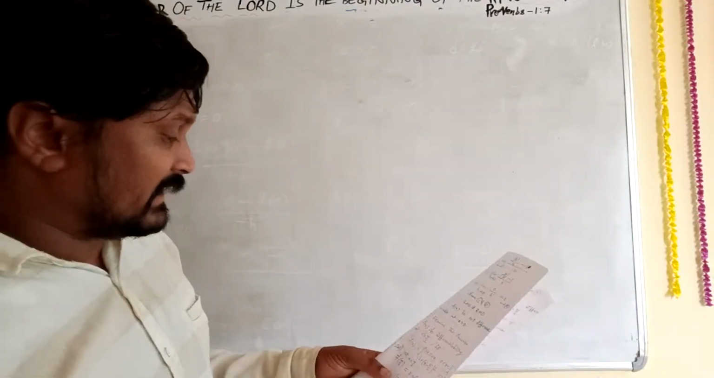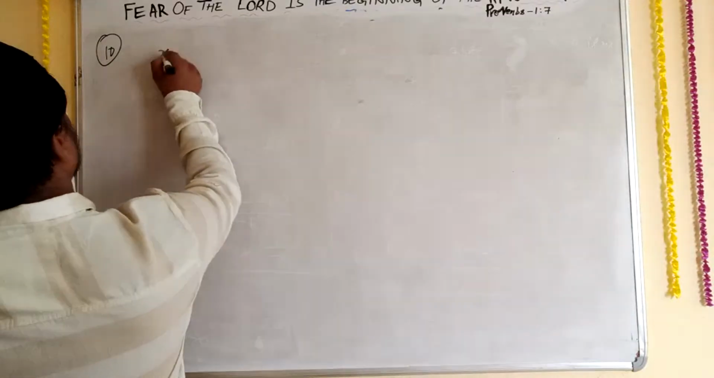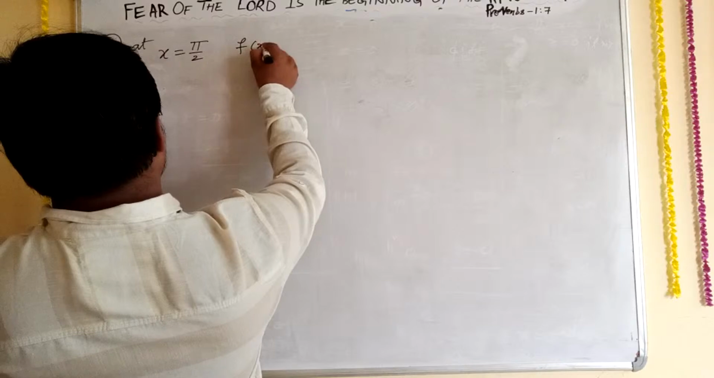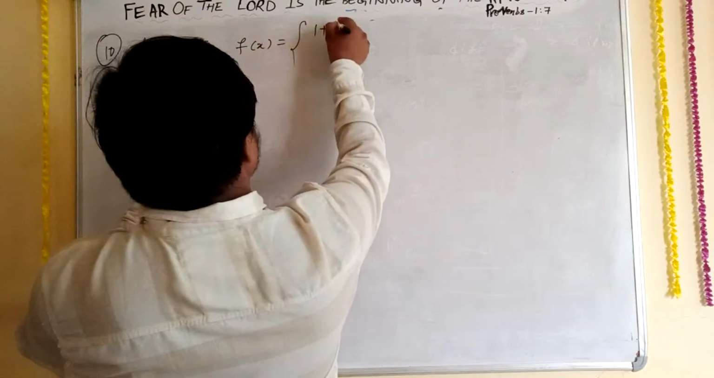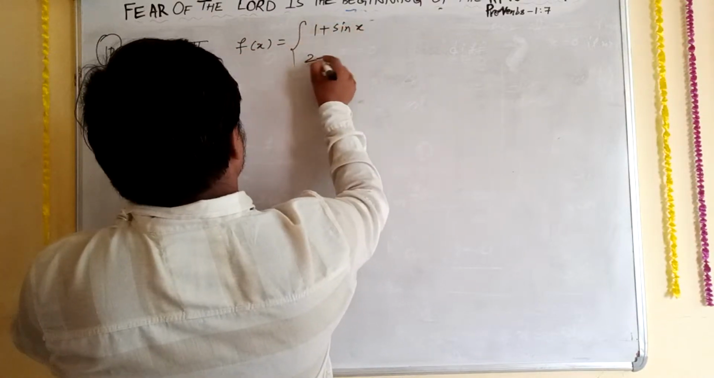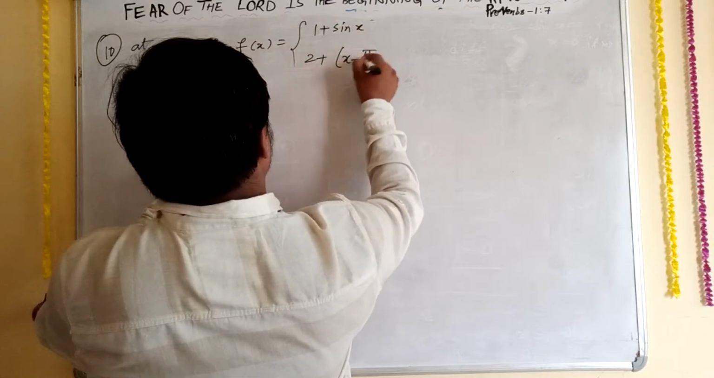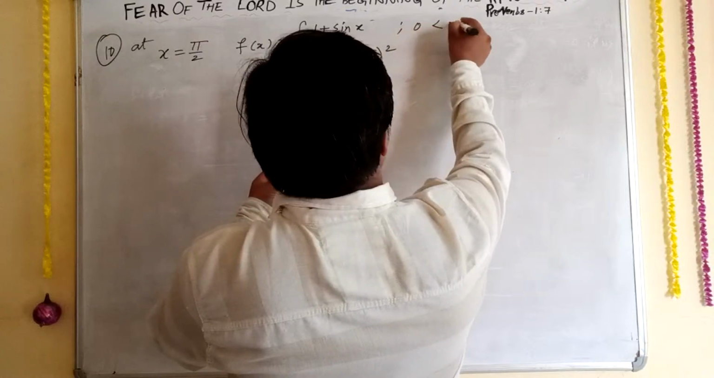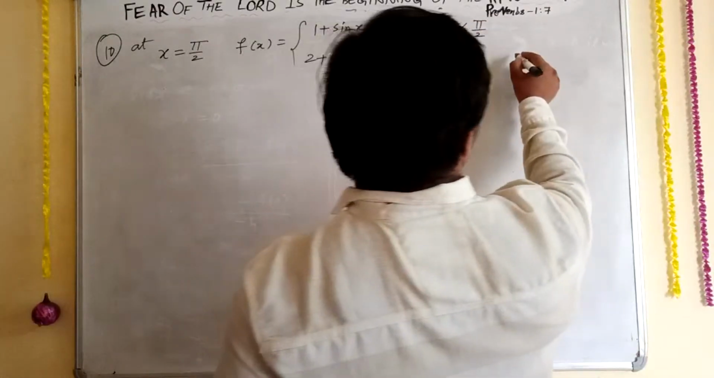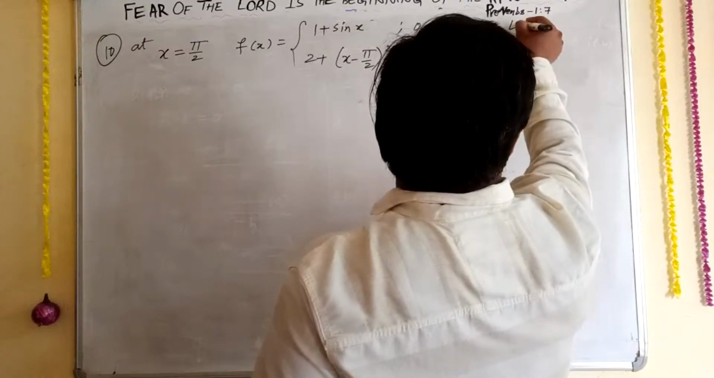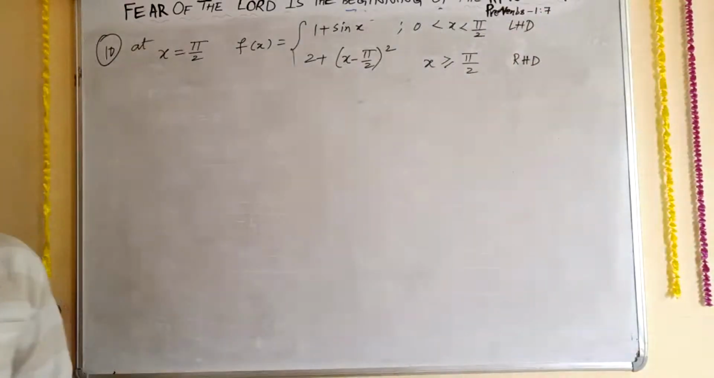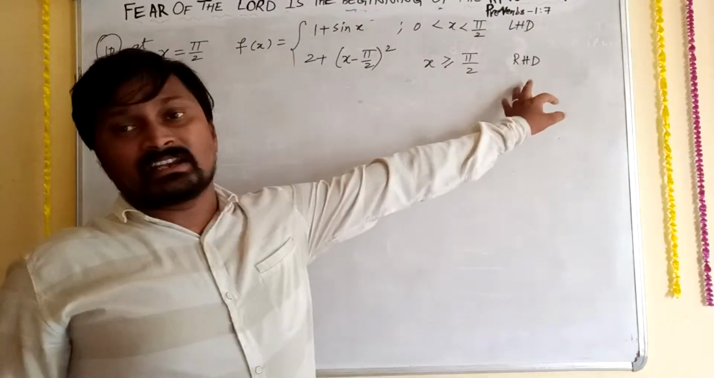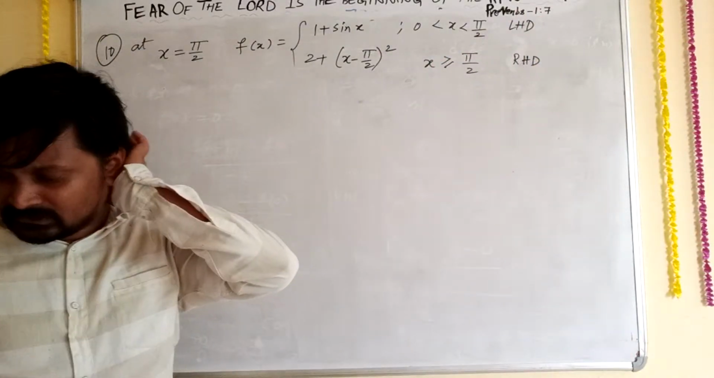The function f of x for differentiability at x is equal to pi upon 2: f of x is equal to 1 plus sin x for 0 less than x less than pi upon 2, and 2 plus (x minus pi upon 2) whole square for the other part. So this is going to be your LHD and this is your RHD. This is your left hand derivative and this is your right hand derivative, that we need to solve now.